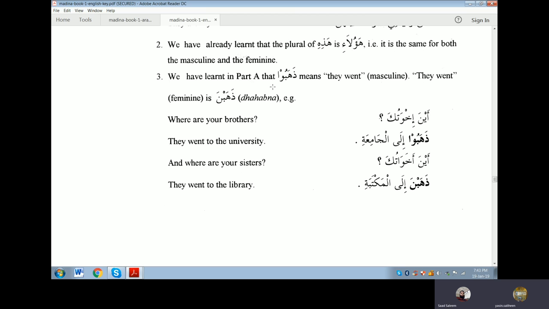We have learned in Part A that dhahabu means they went. They went, feminine, is dhahabna. Ayna ikhwatuka? Where are your brothers? Dhahabu ilal jami'ati. They went to the university. Ayna akhawatuka? Where are your sisters? Dhahabna ilal maktabati. They went to the library.